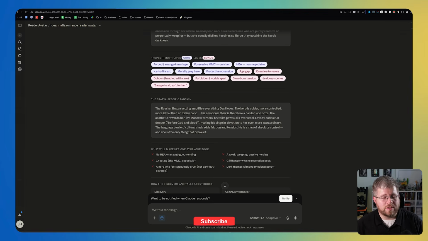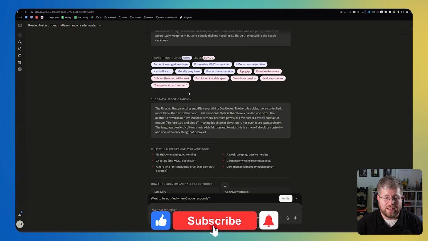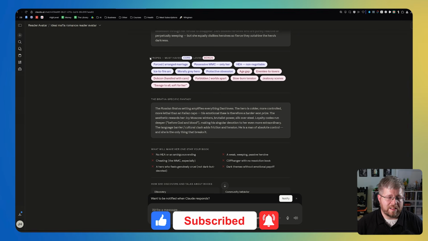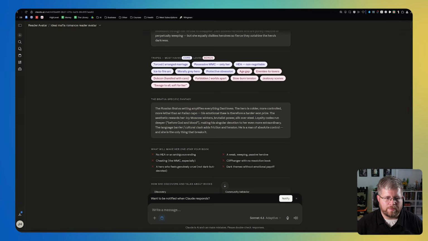This is why I chose Claude to do this instead of any of the others, because lately Claude's been doing all of these different ways of formatting that look really cool. So now, you can't really see it that well, but this is slightly purple. These are the core tropes, the must-haves, and the pink ones are the bonus ones, the loves.